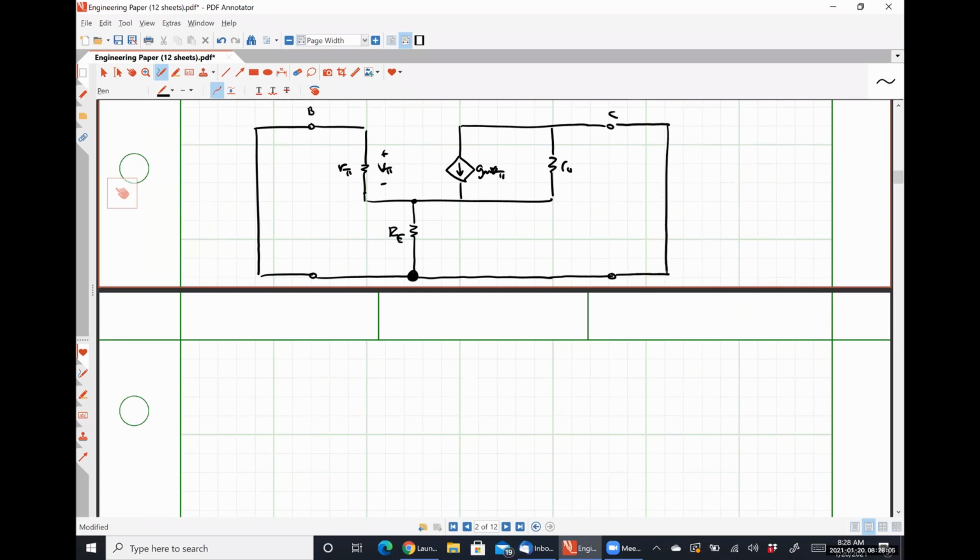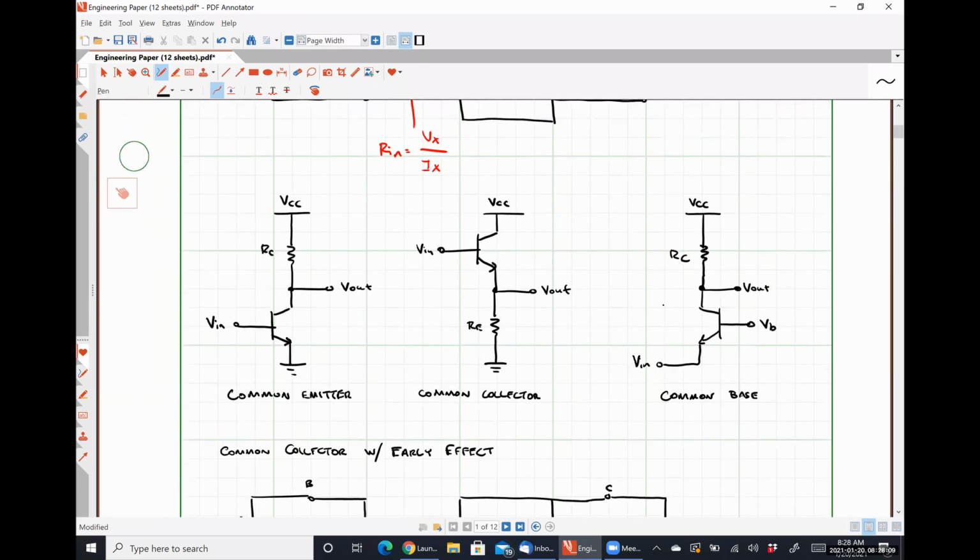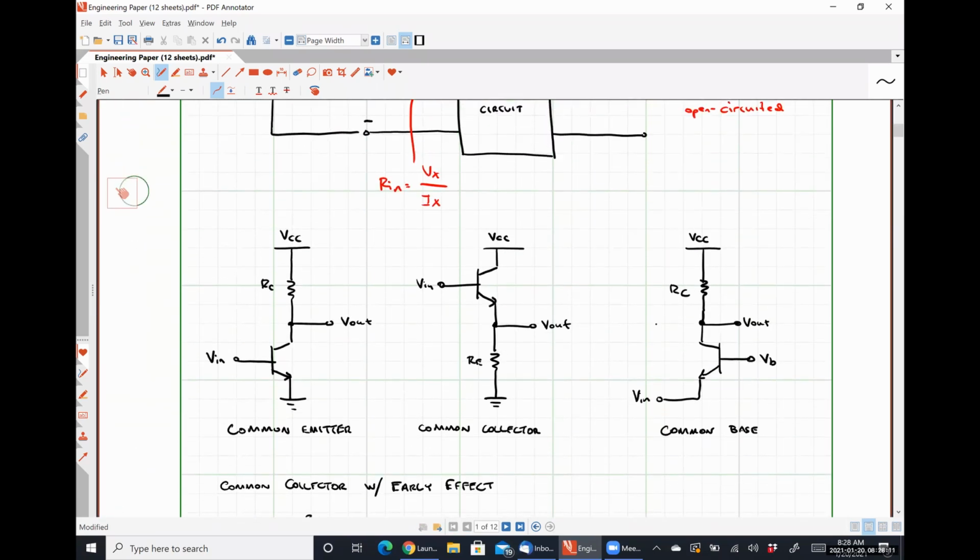So let me ask you guys, let's scroll up here real quick. Where in this circuit do I apply my test voltage? At V out. So V out is the same thing as the voltage drop over that resistor RE, right? So I'm just going to put a voltage source in parallel with that resistor RE.